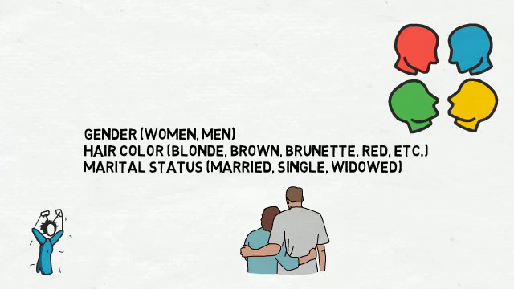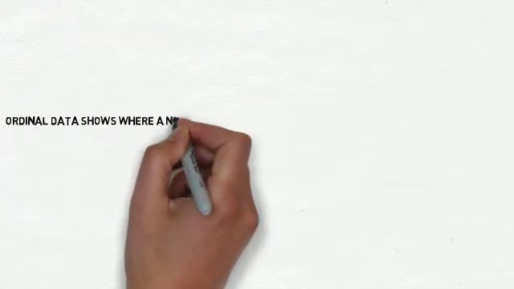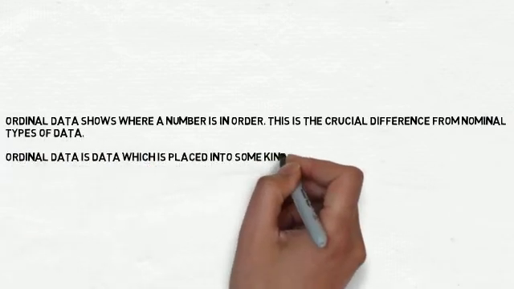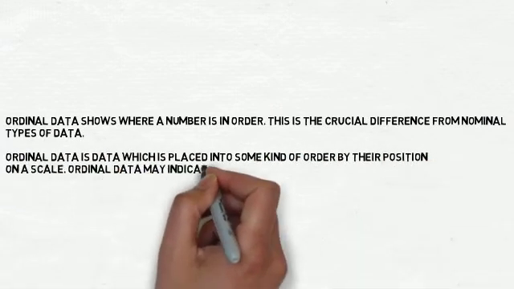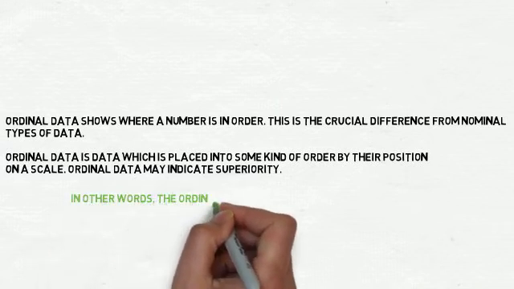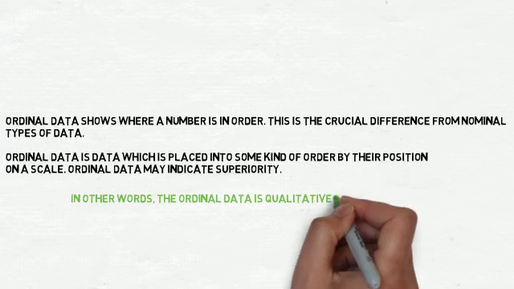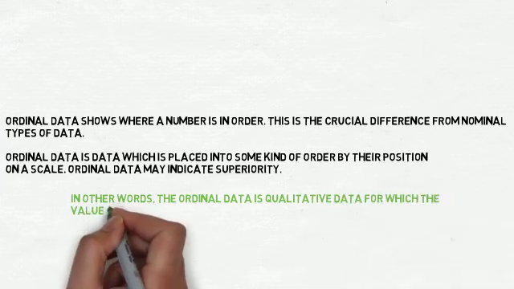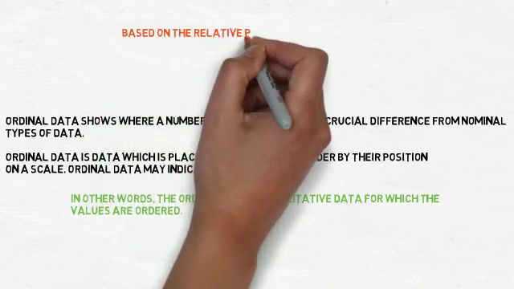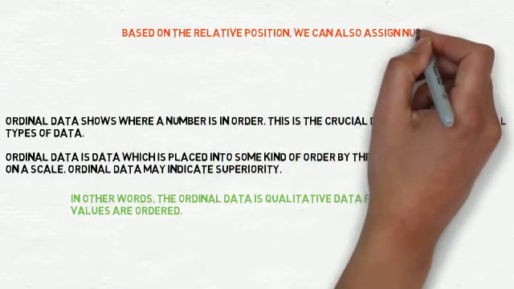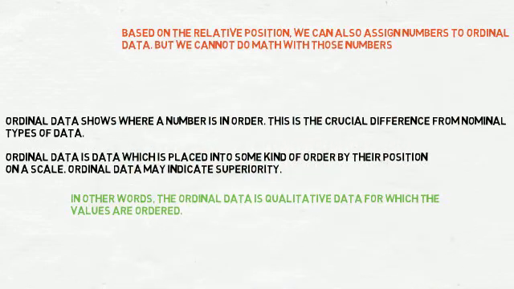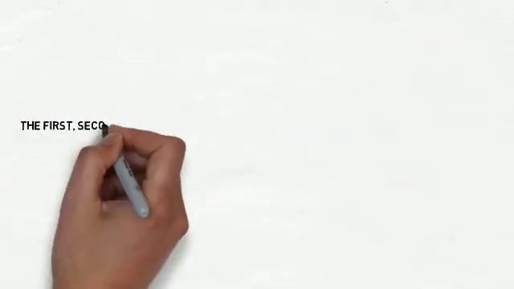Now let's see about ordinal data. Ordinal data shows where a number is in order. This is the crucial difference from the nominal type of data. It is data which is placed into some kind of an order by their position on a scale. It may indicate superiority. In other words, ordinal data is qualitative data for which the values are ordered. Based on the relative positions, we can also assign numbers to ordinal data, but we can't do math with those numbers since it is the distance in order, not the exact value.